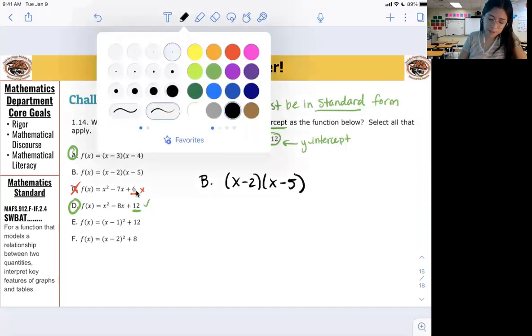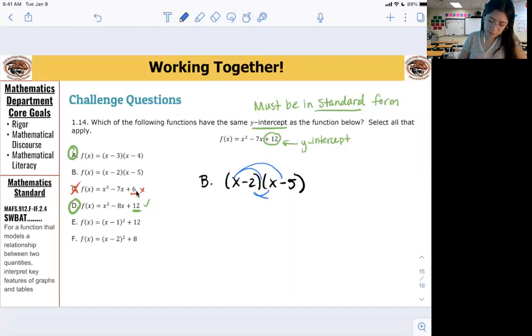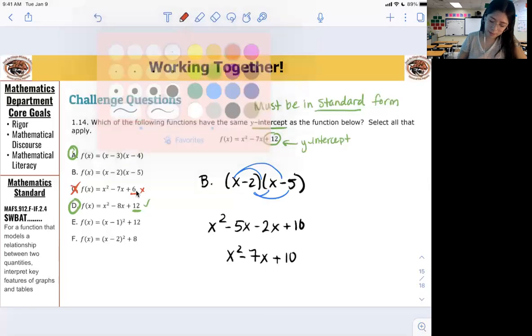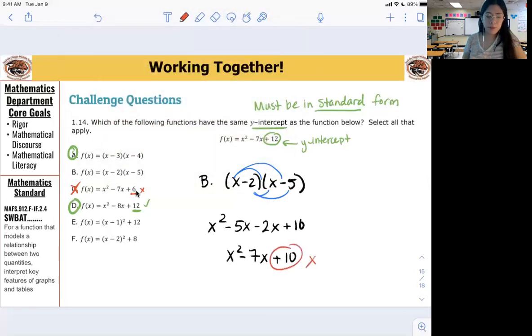If I go to factor this, I'm going to get x squared minus 5x minus 2x, and then what's negative 2 times negative 5? Positive 10. So this is x squared minus 7x plus 10. And that's the y-intercept, and that's not what we're looking for. So B is also out. Okay, questions so far on A or B? So when it's in factored form, you just FOIL and then see what you get.